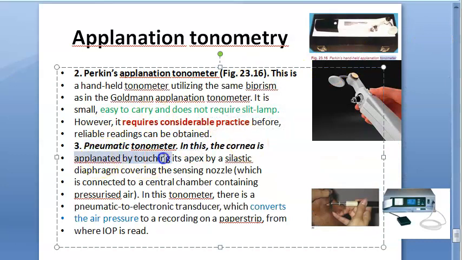In this, the cornea is applanated by touching its apex via silastic diaphragm. So they're using some silastic diaphragm which is touching the apex, covering the sensing nozzle. There's some sensing nozzle that is covered by the diaphragm. That diaphragm is touching the cornea. Then there is a pneumatic to electronic transducer. That means air to electronic transducer. It converts the air pressure into a reading on the paper strip.